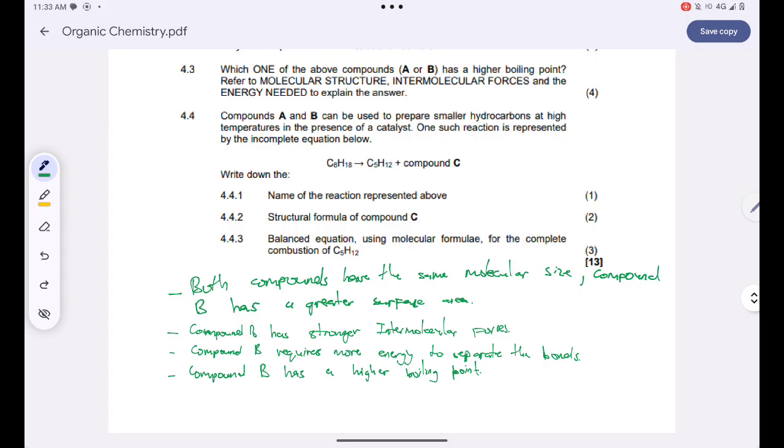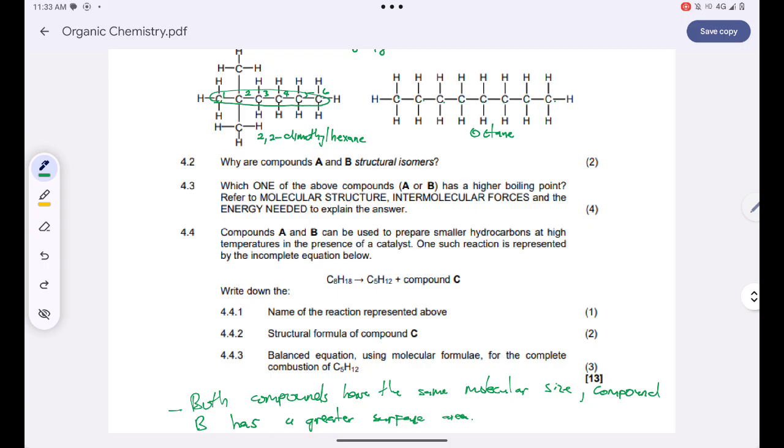That's how, guys. That's how you're supposed to answer this question. We are contrasting between two compounds. I made compound B my reference. That means I was just going to talk about compound B.